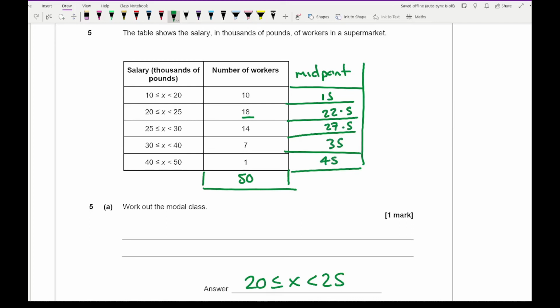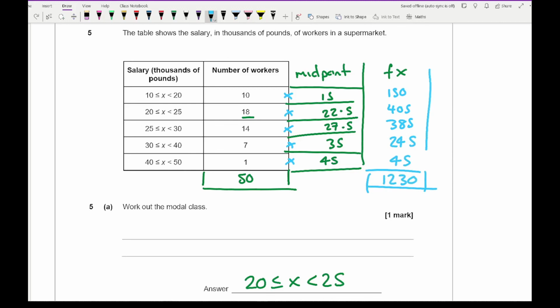So don't always try and go into default pattern mode. Always make sure that you are checking to make sure you have got the correct midpoint. And then we need to create our fx value, which is basically where we multiply that second column by the midpoint values. And so here we've got 150, and then 18 times 22.5, which is 405. Then 14 times 27.5, which is 385. Then 7 times 35, which is 245. And then 45. And then we work out that total, and we should have an answer of 1230.